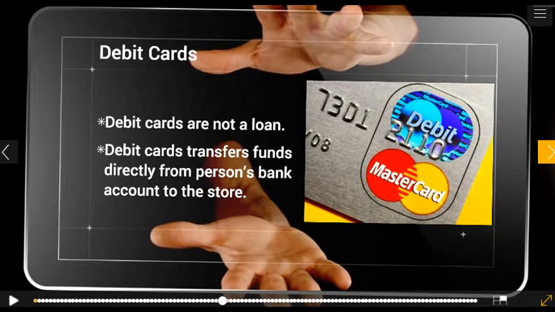Debit cards. Debit cards are not a loan. Debit cards transfer funds directly from a person's bank account to the store.